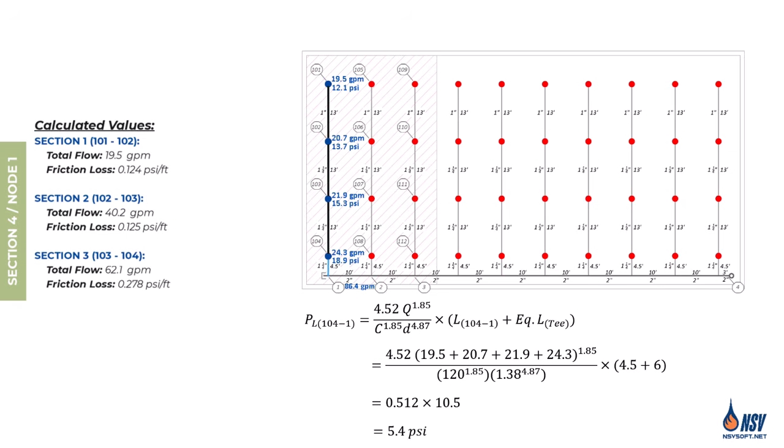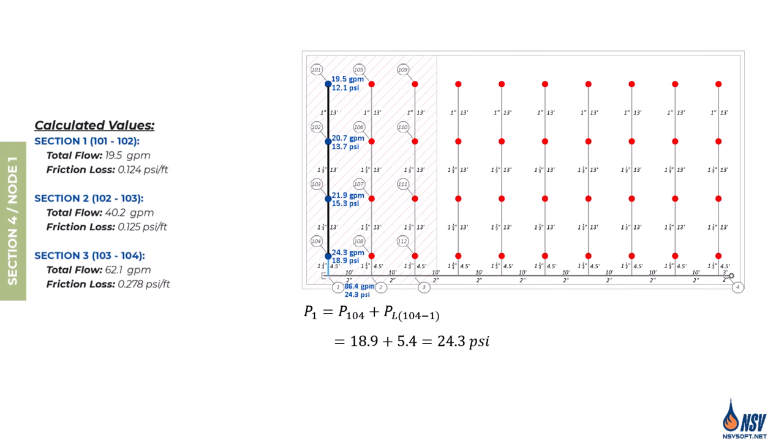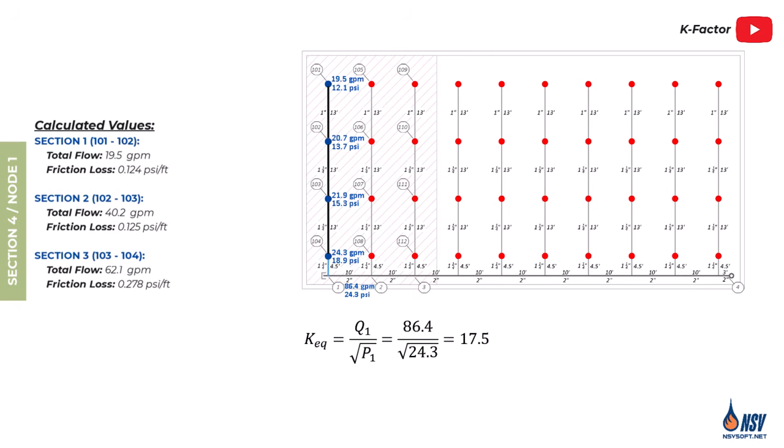Using this data, the total pressure loss in Section 4 is calculated to be 5.4 psi. Therefore, the pressure at Node 1 will be 24.3 psi. As explained in the K-factor video, to simplify the next steps, we calculate the equivalent K-factor of the most remote branch line by dividing the total flow rate by the square root of the pressure at Node 1. This gives us a single representative K-factor for the entire branch line, making it easier to model this part of the system as one equivalent sprinkler.